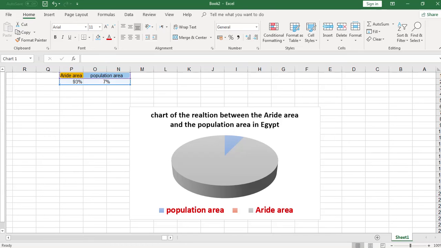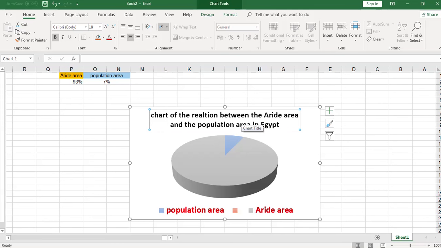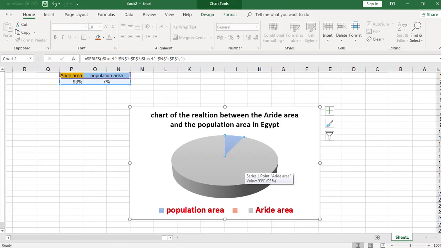I think it's good now. Okay, this is the title of the chart. This is a chart which here is the values. Okay, thank you.